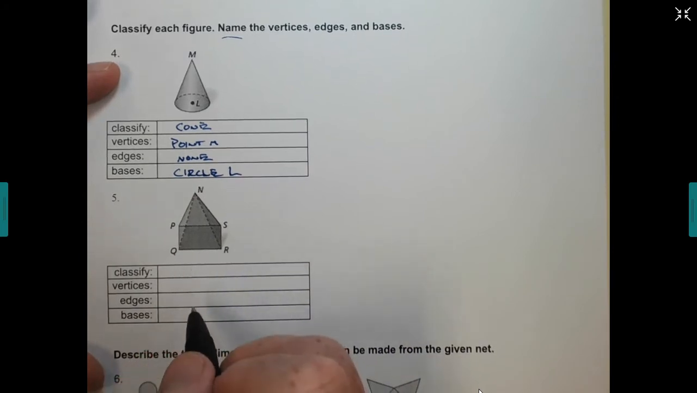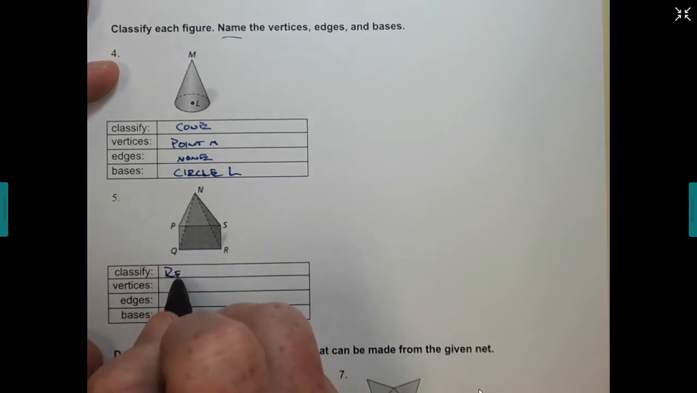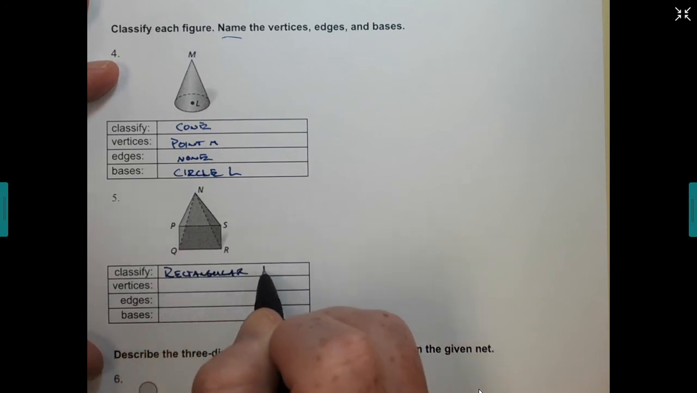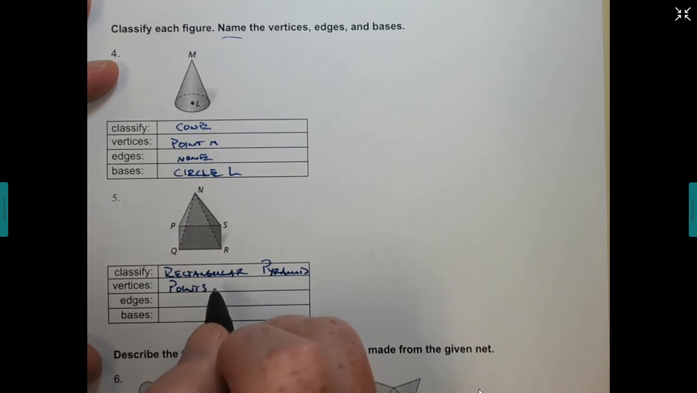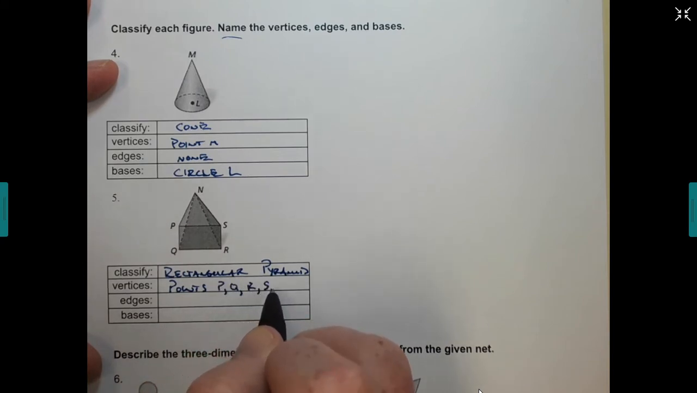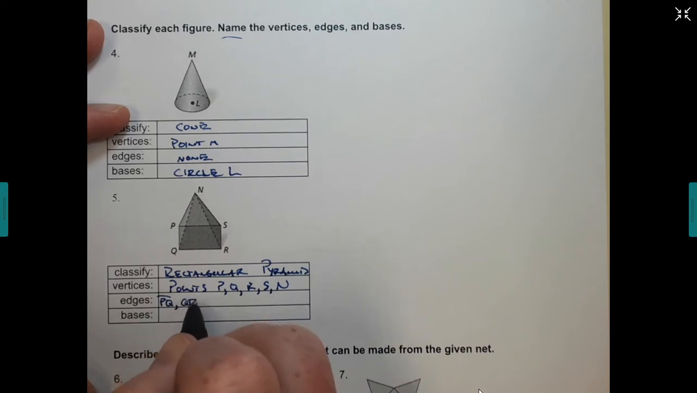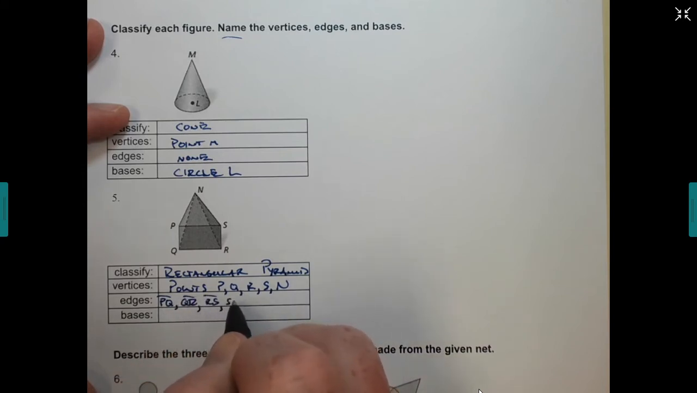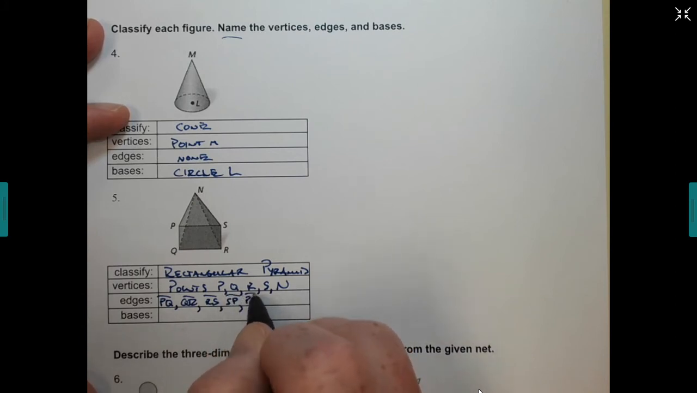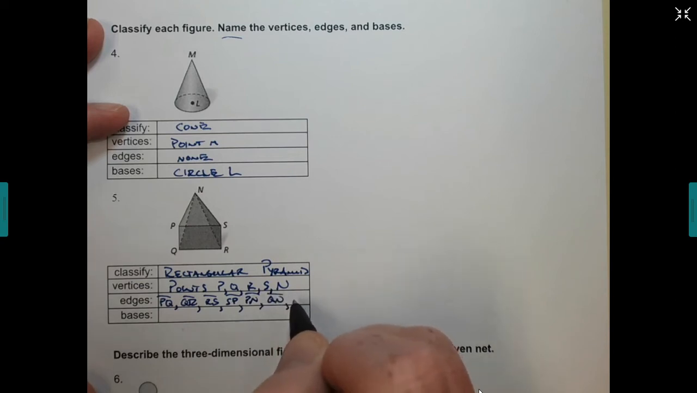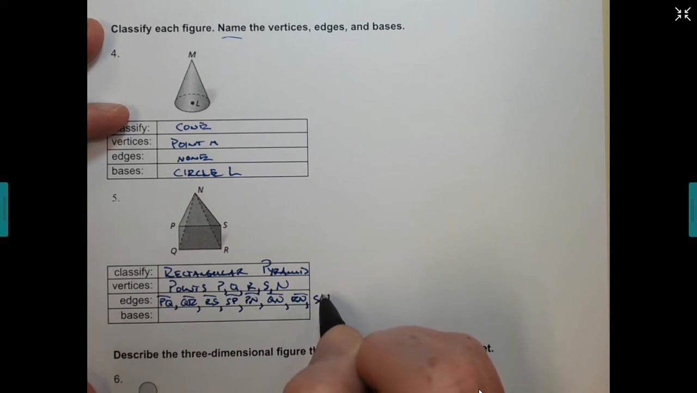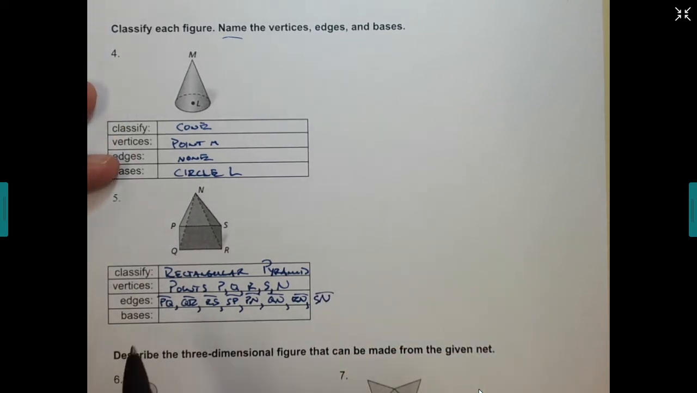Okay, here I got a pyramid. That base, I believe this is a rectangular pyramid. The vertices, I have points P, Q, R, S, and the apex N up top. Edges, I got PQ, QR, RS, SP, PN, QN, RN, SN. Should be 8 of those. Bases, I only got 1. That is going to be this rectangle or this parallelogram, whatever that base is, PQRS.